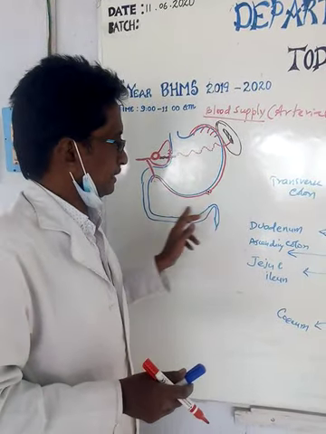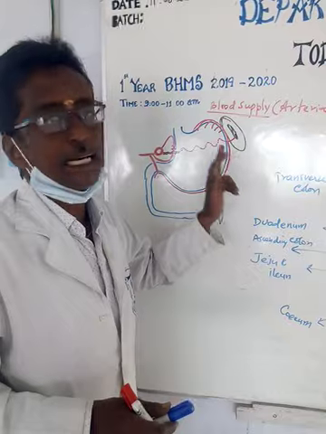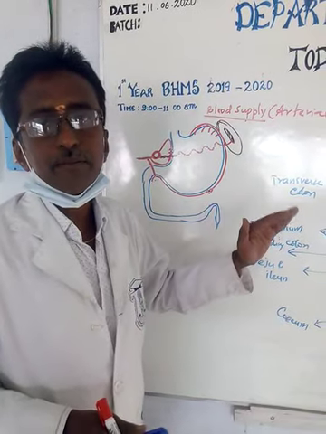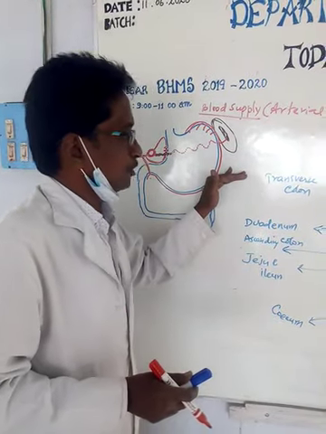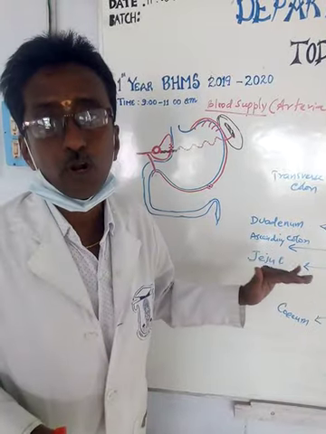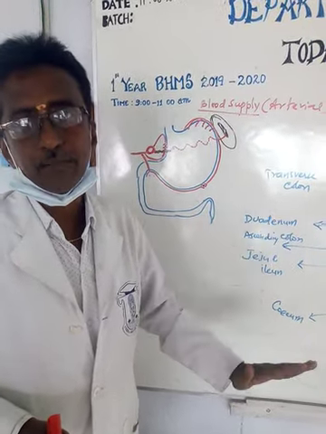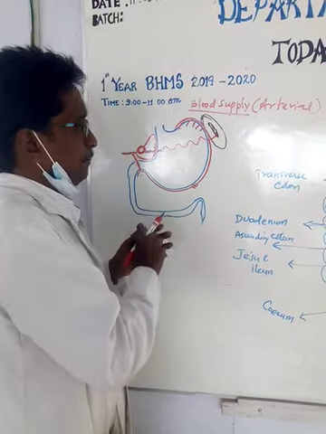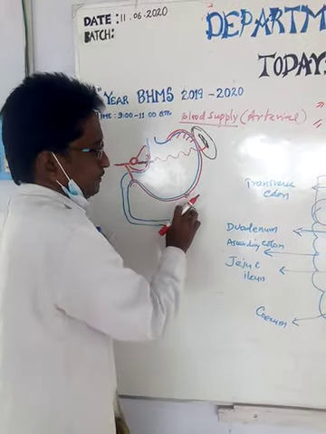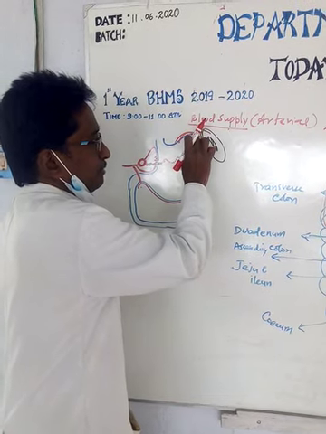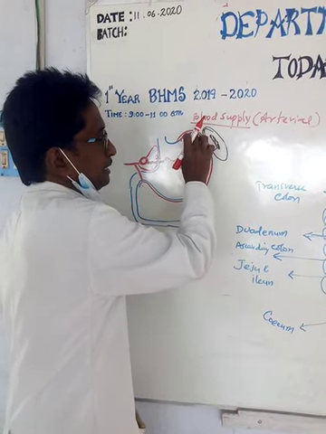Then the greater curvature attached with greater omentum. The greater omentum attached between greater curvature of stomach to the transverse mesocolon. So in between these two, stitching between these two is called what? Greater omentum. Apart from this, on the greater curvature, one more omentum is attached.